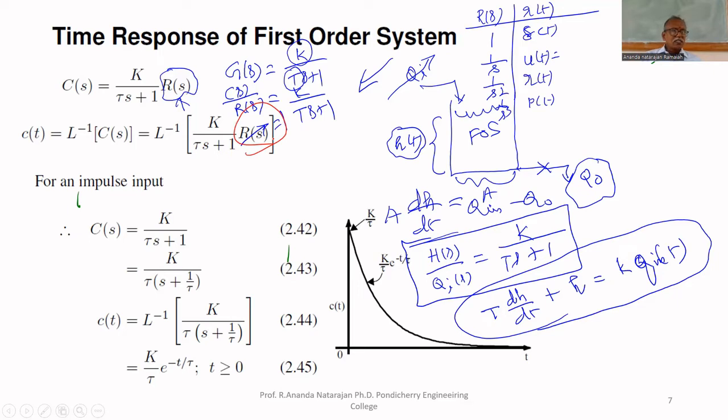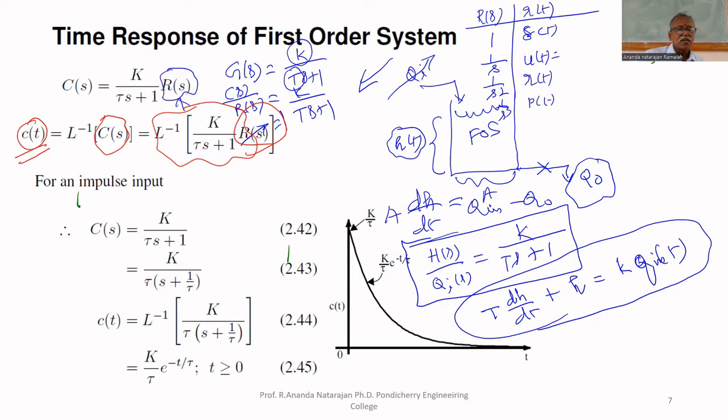How do we find the response of the system? On the left hand side we have C of s. If you take the Laplace inverse, you will get C of t. Similarly, on the right hand side you also have to take the Laplace inverse. If you find the Laplace inverse of this, you will automatically get the output. So R of s is 1, substitute it, and take the Laplace inverse. To find the Laplace inverse, I have to write it in the s plus a form.